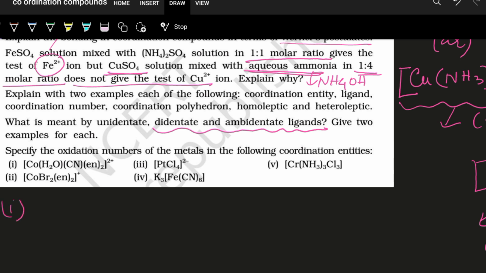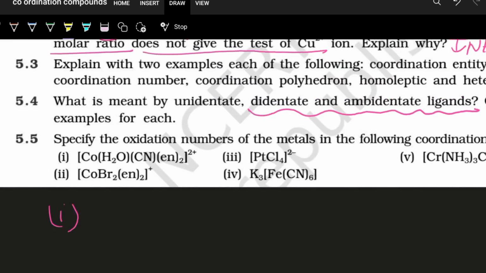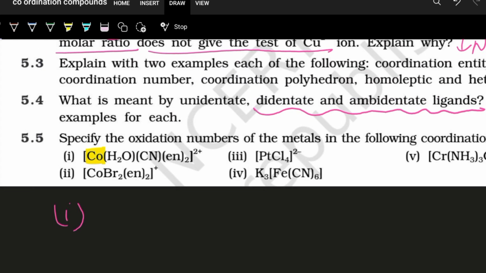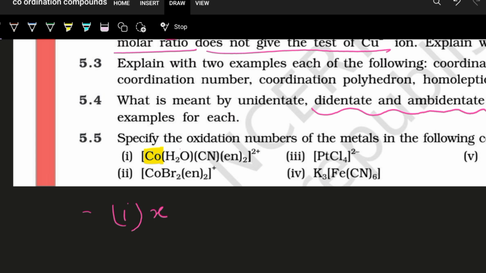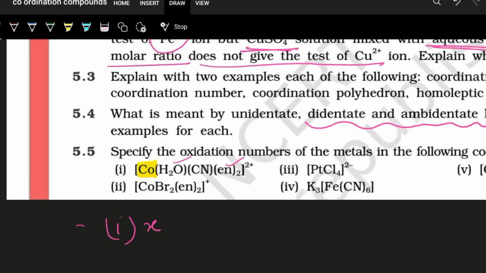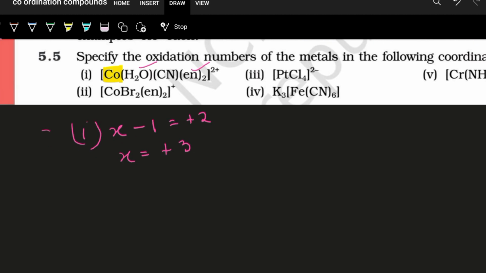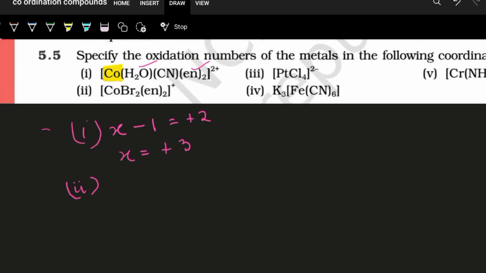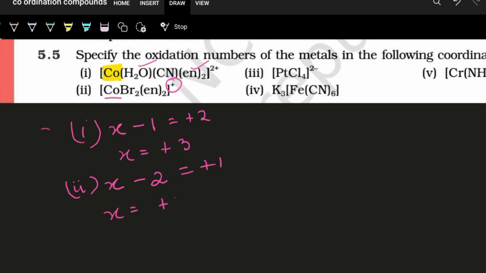Here obviously they are talking about the oxidation number of the central metal atom. So if I say this one, about cobalt, let me consider it to be X, and H2O is neutral, en is neutral, but CN is -1, which is equal to +2. So X is equal to +3. First one, X is equal to +3. Next, number 2. Now Co, let us assume to be X, Br means -1, 2 are there, -2, equal to +1 overall charge. So X is equal to +3.